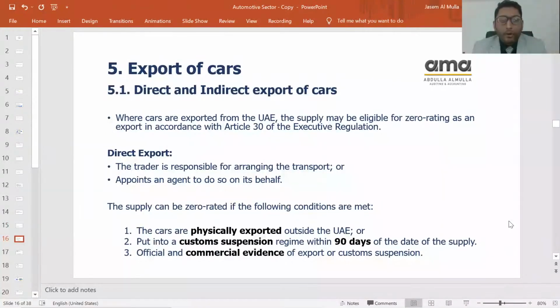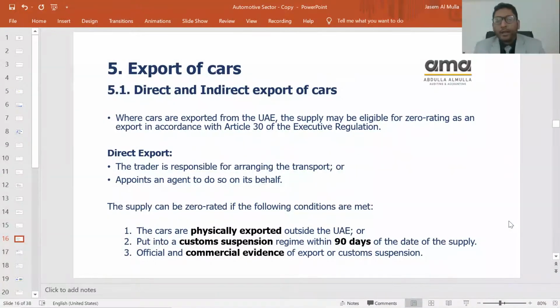The next one is the export of sale. As we know, the export sale under the UAE VAT law is zero rated. But there are some conditions that need to be fulfilled to categorize the sale as zero rated. And under the UAE VAT laws, there are two types of exports.